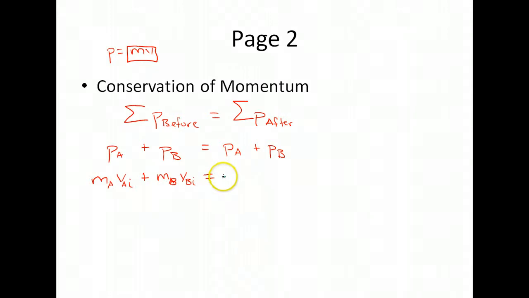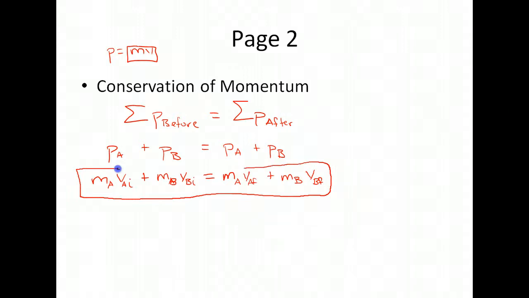Then we do the same thing for the after. We have the mass of object A after the collision, which probably won't change unless it's an explosion or they're breaking apart, times the velocity of object A, and this is going to be after, what we'll call the final velocity. And then we'll have the mass of object B times the velocity of object B after the collision, or its final velocity.